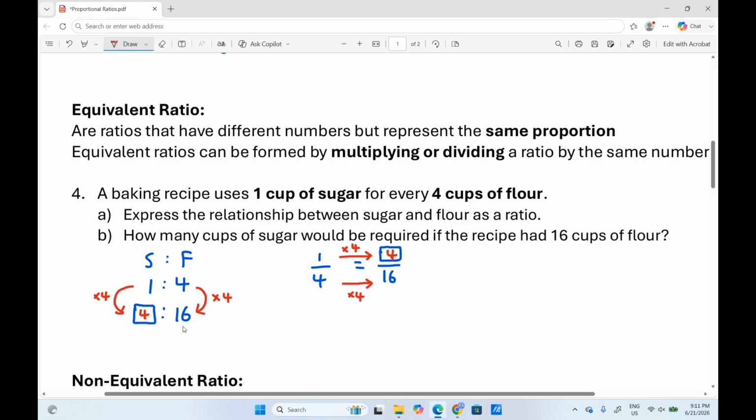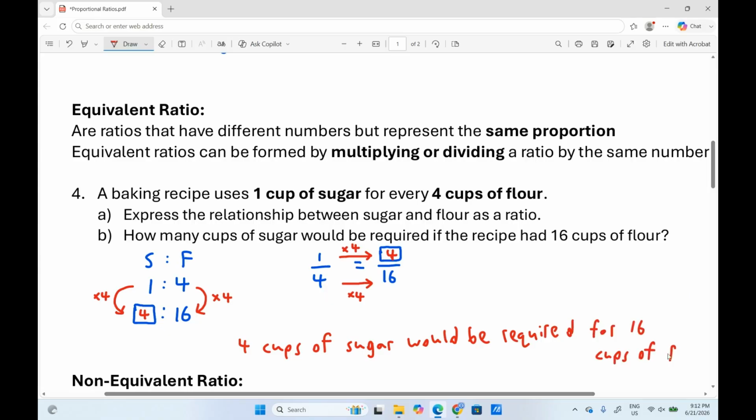These are the two ways you can visualize the question. I can either express it as a fraction, where I have 4 over 16, or express it as a ratio, where I have 4 to 16. But either way, I find my answer: 4 cups of sugar would be required for 16 cups of flour.